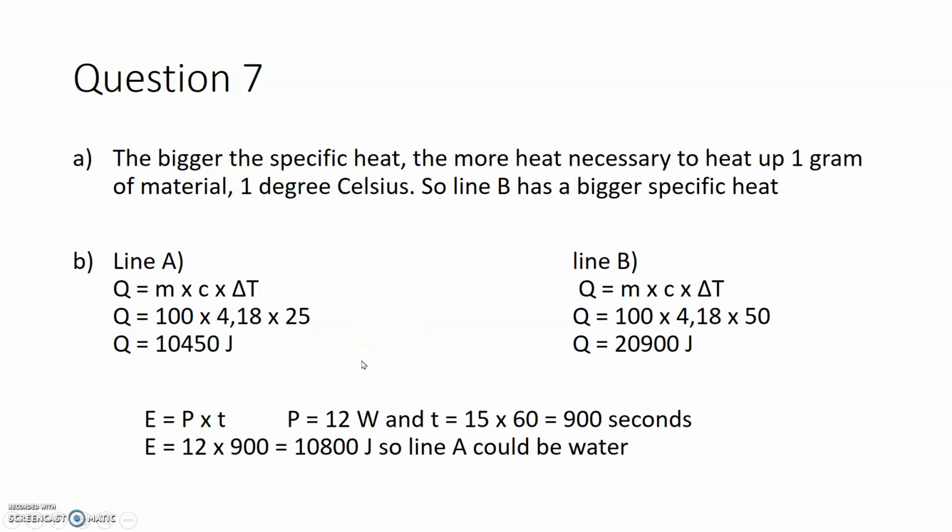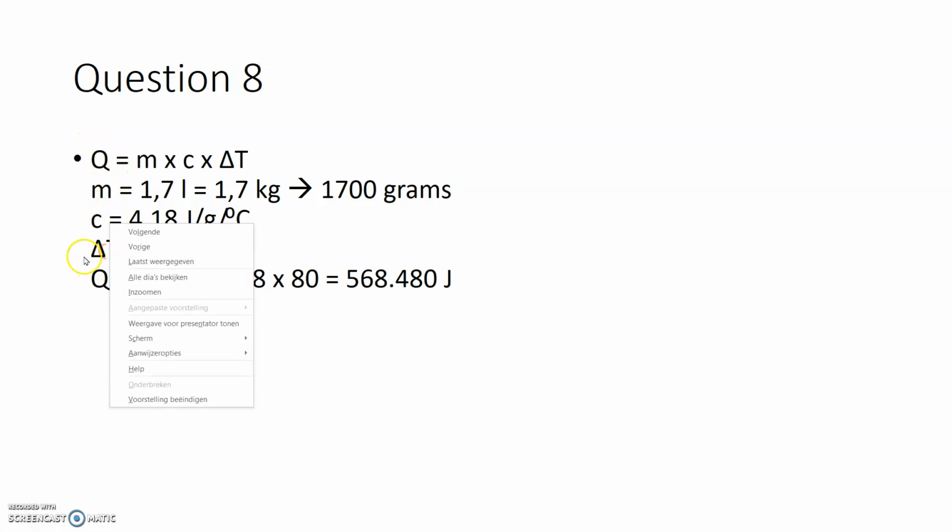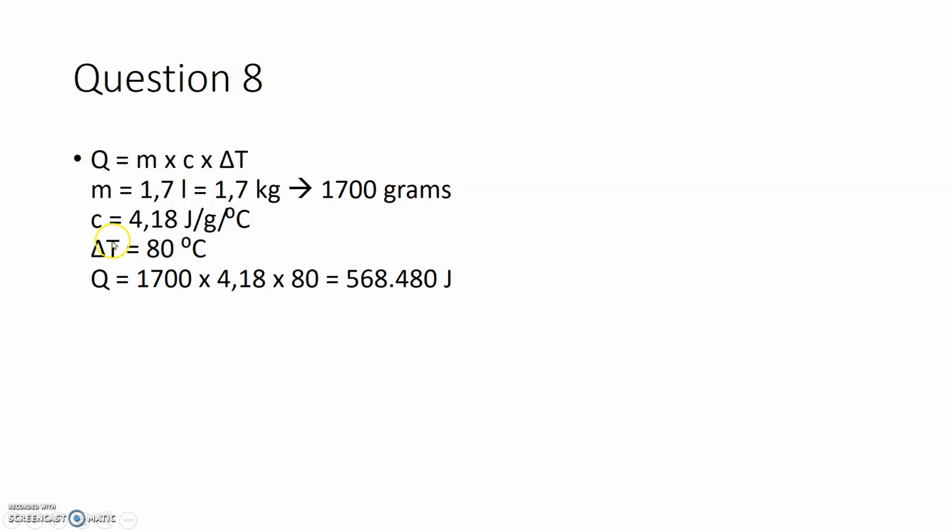Question 8. Joni fills the electric kettle in figure 10 full with water at 20 degrees Celsius. She then turns on the appliance. Calculate how long it will take at least until the water boils. Well, this is always the first step: write down your formula and write down the data you know, m, c, and delta T. The m is the mass, it's 1.7 liters. That equals 1.7 kilograms, and that equals 1,700 grams. You know the specific heat, that's 4.18 joules per gram per degree Celsius. And delta T equals 80 degrees Celsius.